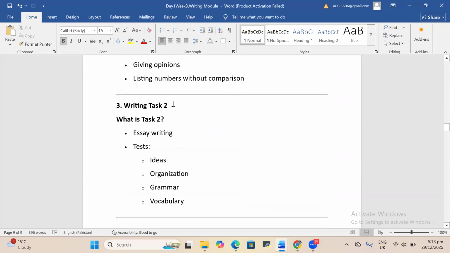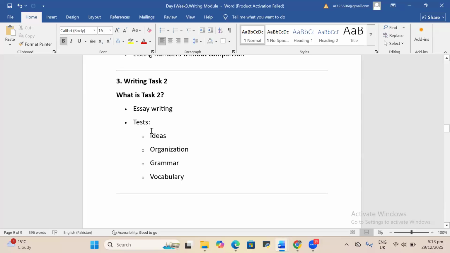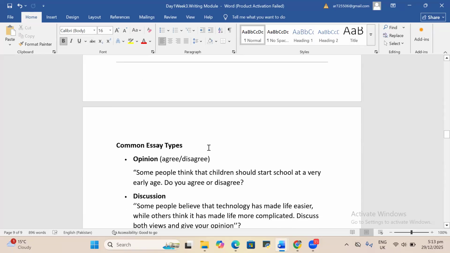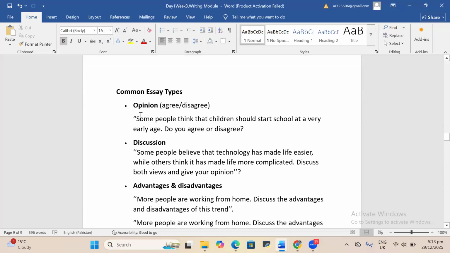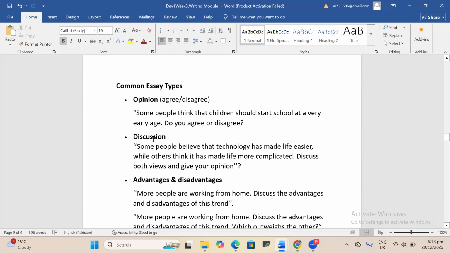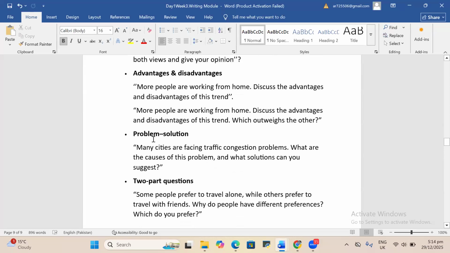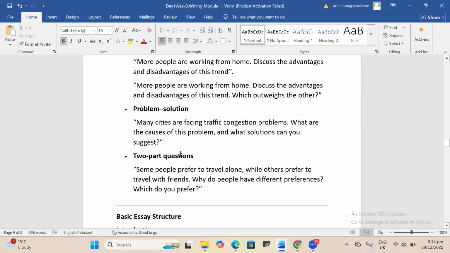So after that, we will describe some information relevant to writing task 2. What is task 2? This is essay writing and tests your ideas, organization, grammar, and vocabulary. So, common essay types. We have five common essay types. First one is opinion essay, second one is discussion essay, third one advantages and disadvantages, fourth one is problem solution, and the last one is two-part question. The last one is less important, but you should know about it.